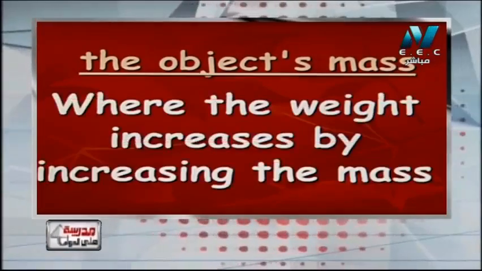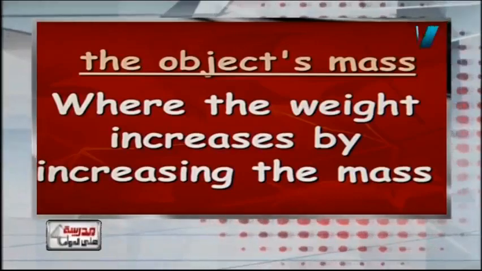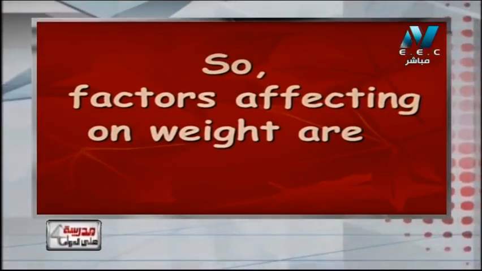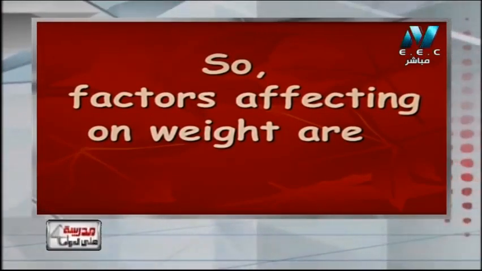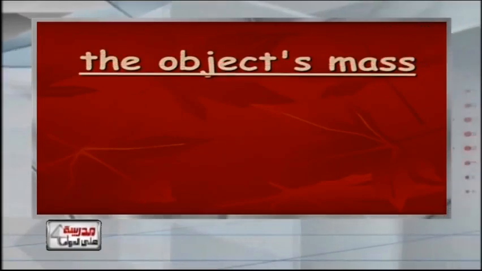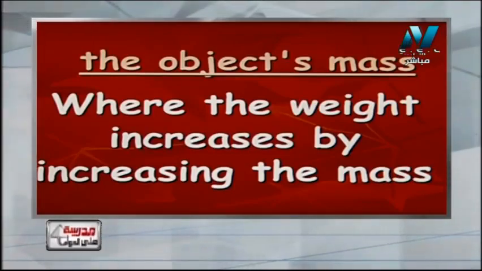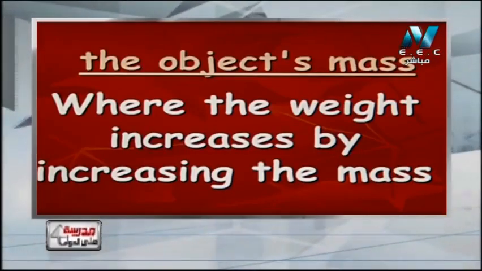Number one, objects mass، كتلة الجسم. يعني كل ما الكتلة تزيد تخلي برضو الويت يزيد، ودي قلناها من شوية. Where the weight increases by increasing the mass. تاني يعني ايه فاكتورز؟ هرجع تاني الكلمة دي مهمة جدا. فاكتورز يعني عوامل. يعني ايه اللي بيغير الويت؟ ايه الأسباب اللي خليه يتغير؟ أول سبب هو الماس. ماس increase يبقى الويت increase. عشان كده قلنا إن the relation ما بين الماس والويت is direct relation، علاقة طردية.